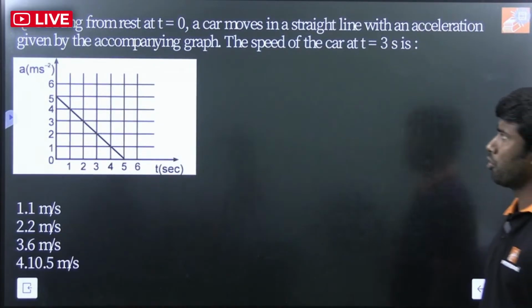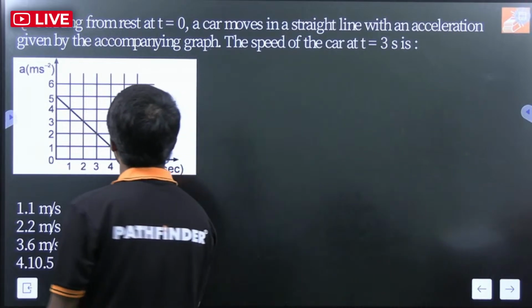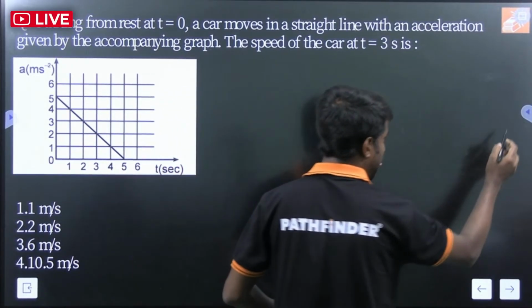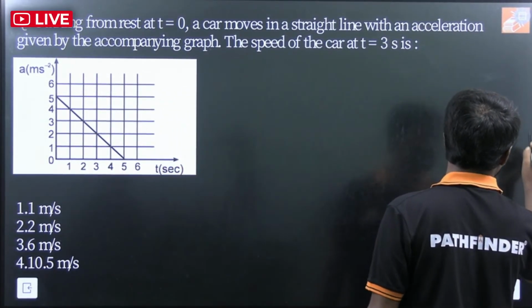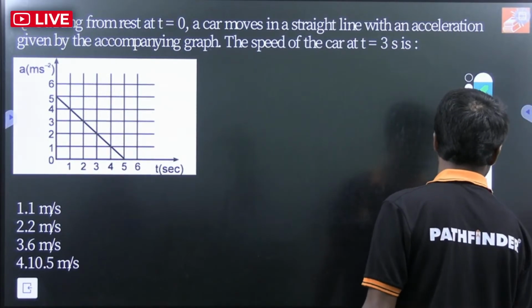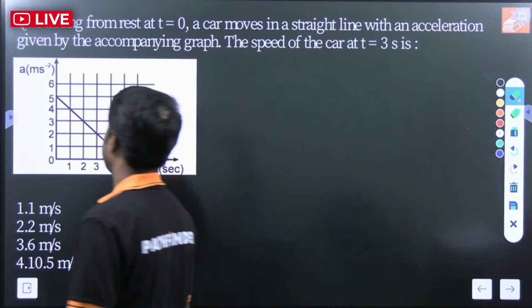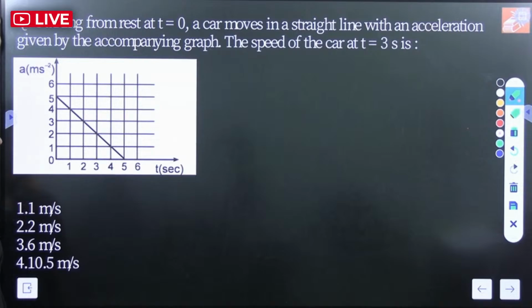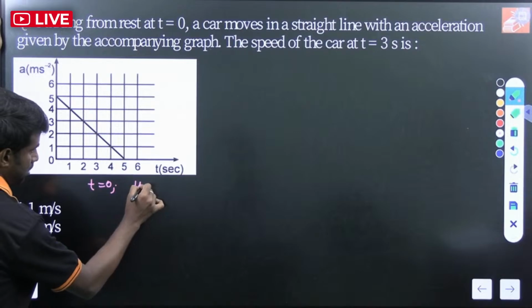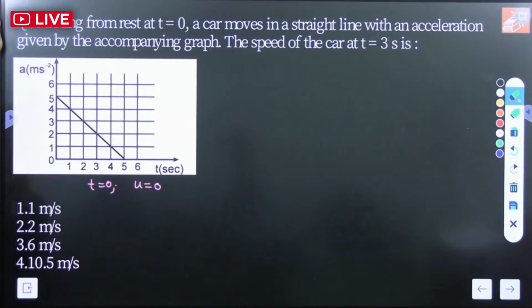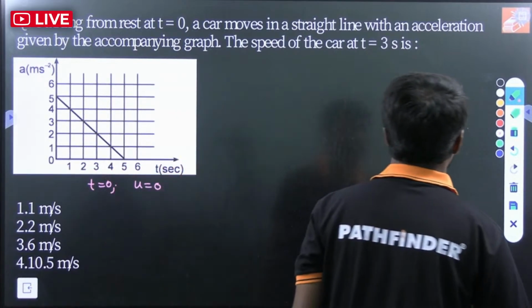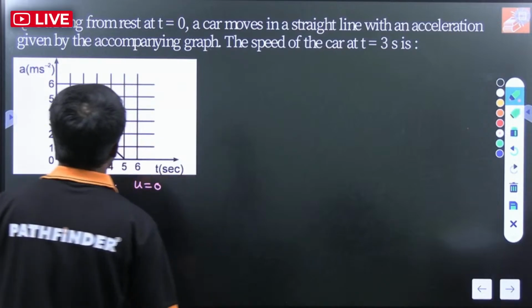So this one is one more question. Starting from rest means you can consider u equal to 0. Achha. Starting from rest, first question, first line they have given rest at t equal to 0. That means when t equal to 0, you are starting from rest, so the initial velocity is 0. A car moves in a straight line with an acceleration given by this accompanying graph.